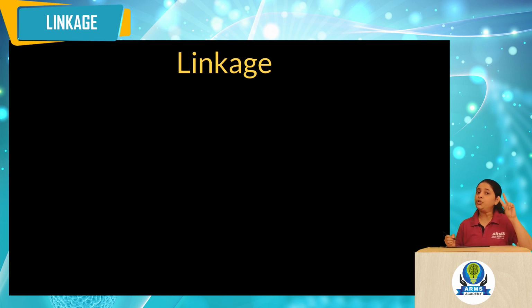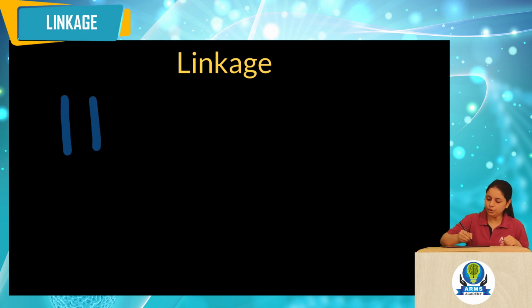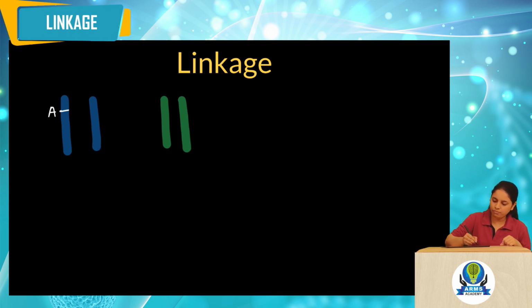If we have two genes which are located on two different chromosomes, here we have two blue chromosomes and two green chromosomes. If we consider gene A present on blue chromosome and gene B located on green chromosome, as the genes A and B are present on two different pairs of chromosomes, they will assort independently. Now, how do they assort independently?